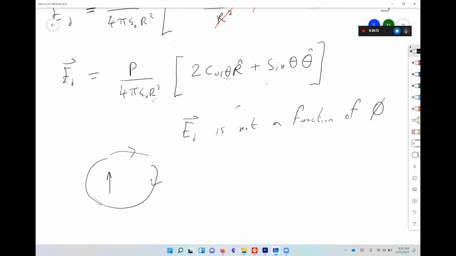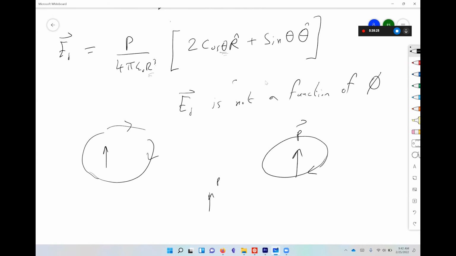So you could rotate two ways. This is the dipole. You can either rotate around the axis of the dipole. In this case, the field does not change. You have the dipole, you're a certain distance away. Let's say you're here. You could rotate something like this. In this case, the field does change.